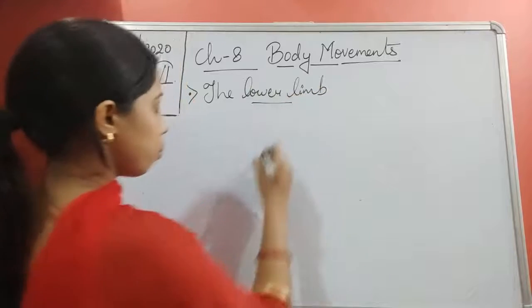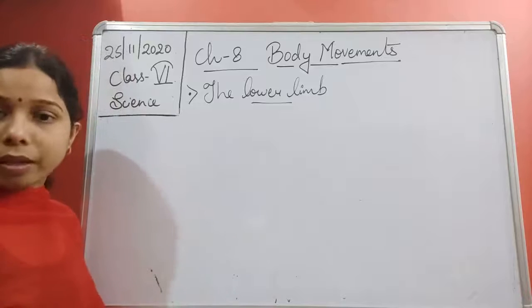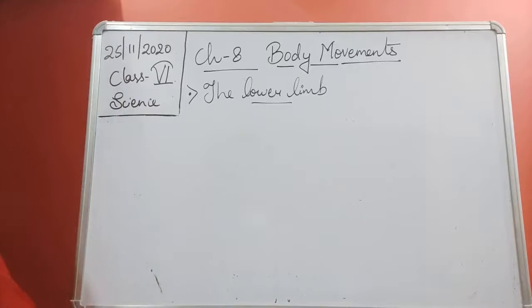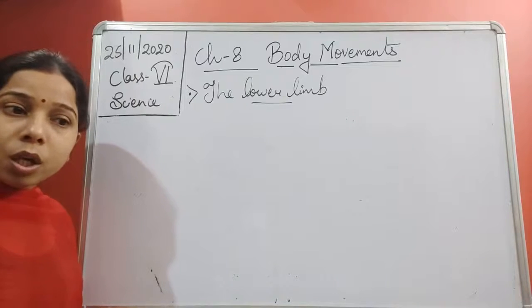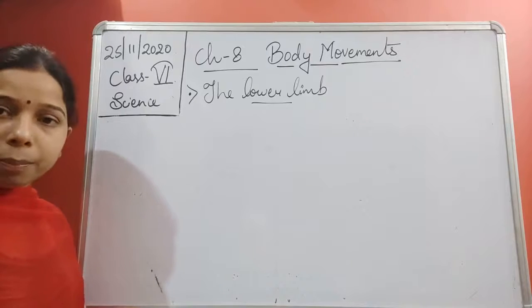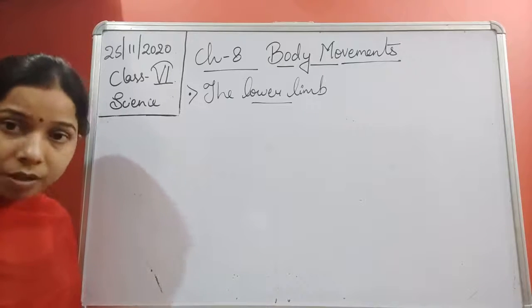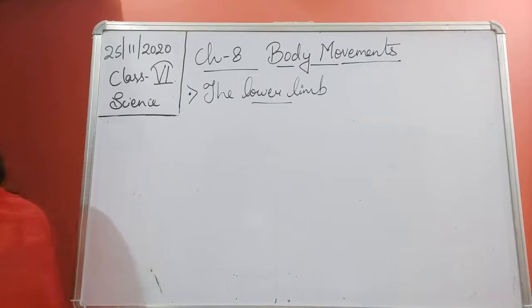What is the lower limb, students? So here we are talking about the bones, about the legs only. The bones which are attached to our hip bone, and from the hip bone to our foot, or you can say feet, that is the lower limb. Okay, we will call it the legs. So the lower limb of the body is the part on which the person walks, we can say.